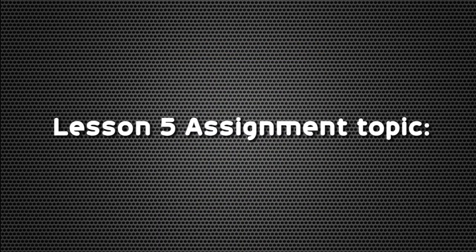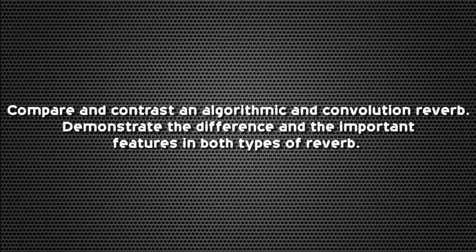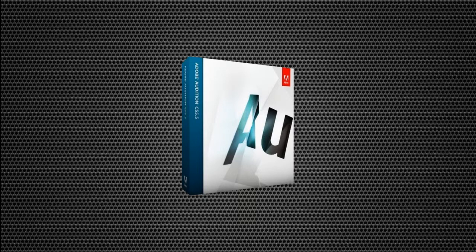The topic I chose for this assignment is to compare and contrast an algorithmic and a convolution reverb. Demonstrate the difference and important features in both types of reverb. The DAW that I will be using for this assignment is Adobe Audition CS5.